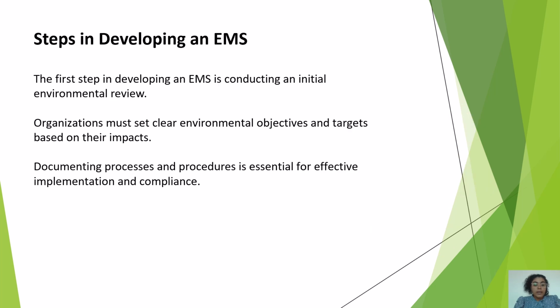Steps in developing an EMS. The first step in developing an EMS is conducting an initial environmental review. Organizations must set clear environmental objectives and targets based on their impacts. So first, for developing an EMS, the organization must set all the environmental objectives. The environmental objectives for a particular organization are what the organization aims towards the environment. Those are called objectives, and targets are based on the impacts of the organization. Documenting processes and procedures is essential for effective implementation and compliance.